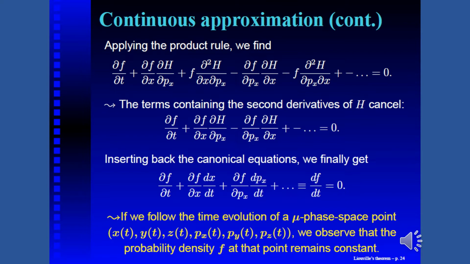Inserting back the canonical equations, we finally get partial f over partial t plus partial f over partial x dx over dt plus partial f over partial px dpx over dt plus so on, equivalent to df over dt, that is equal to 0. If we follow the time evolution of a mu phase space point x(t), y(t), z(t), px(t), py(t), pz(t), we observe that the probability density f at the point remains constant.